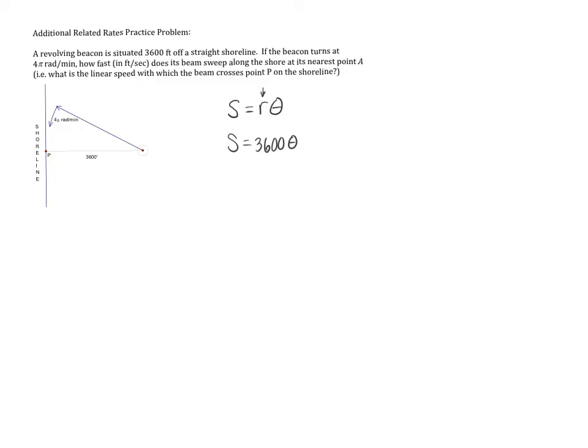So all we have to do is take the derivative with respect to time. We're going to say ds/dt equals 3,600 d theta/dt. Very easy derivative to take. ds/dt is what we're looking for. That's our question. And we know that d theta/dt is given to be 4 pi radians every minute. So 3,600 feet times 4 pi, and that's going to be in feet per minute. And so that's basically the answer.